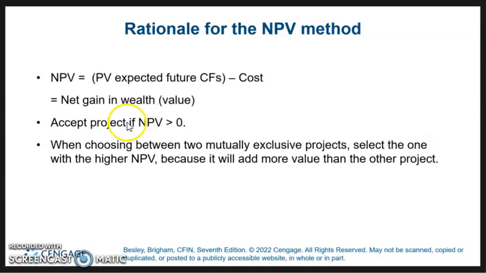So we accept if the NPV is greater than 0. So if we're choosing between two mutually exclusive projects, we would select the one with the highest NPV, because it will add more value to the firm than the other project would.